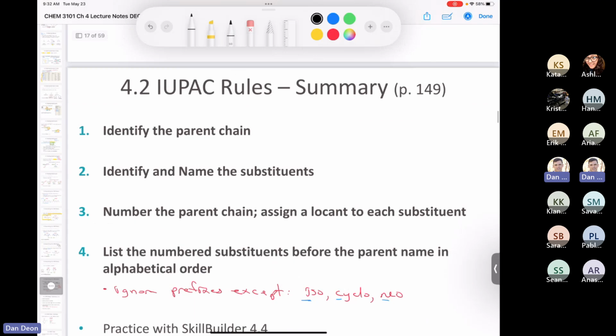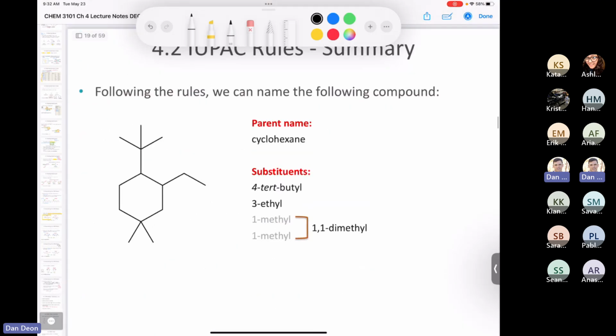Where do we get to the practice problems? With all that in mind, there we are. Okay, so you can see that we have a 1,1-dimethyl, and we have a 3-ethyl, and we have a 4-butyl. Could anybody tell me the parent of this one? What would be the parent for this guy? The parent has the longest chain, right? It has a total of 6 carbons. So it's a cyclohexane. Good, thanks, Sean.